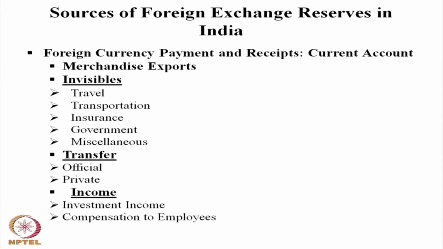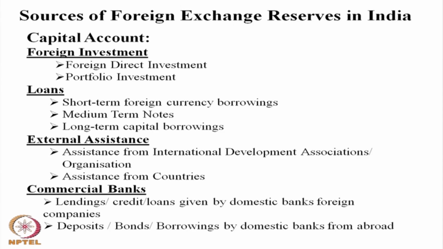Similarly, our NRIs, the non-resident Indians who are working abroad, their compensation, their salary, is also part of income, as compensation to employees. So in the current account, exports provide foreign exchange, invisible transactions provide foreign exchange, transfer payments also provide us foreign exchange, and income provides us foreign exchange. These are the sources of current account activity which provide a particular country the foreign exchange.